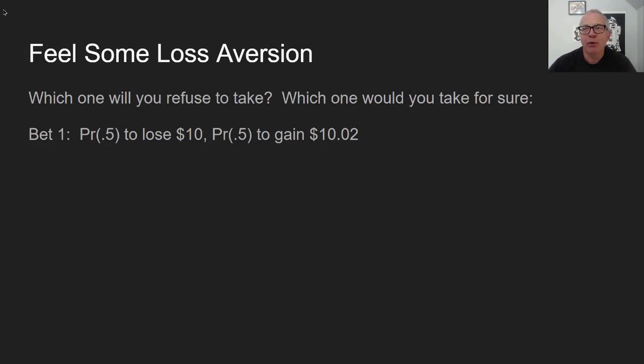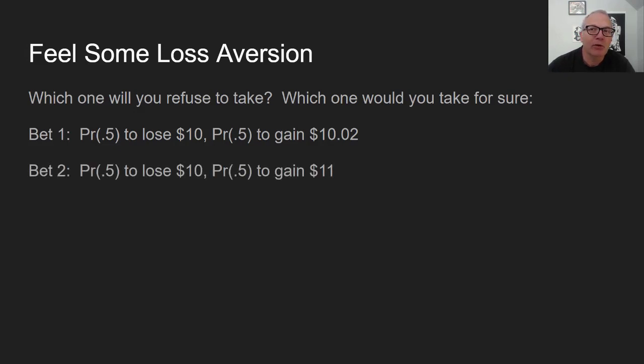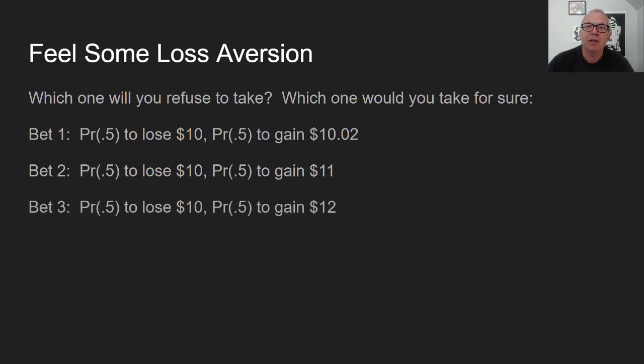Now, if you do the expected value on that, you realize, well, there's very little to be gained here. There's just a penny prospect to be gained in this case. So half the time I'm going to lose 10, and half the time I'm going to gain 10.02. That doesn't work out very well for me. What about this? 50% chance you lose $10, 50% chance I'll give you $11. Are you willing to take the bet yet? Maybe you're not. How about I up the ante? Heads, you lose $10. Tails, I'll give you $12. Are you willing to play yet?